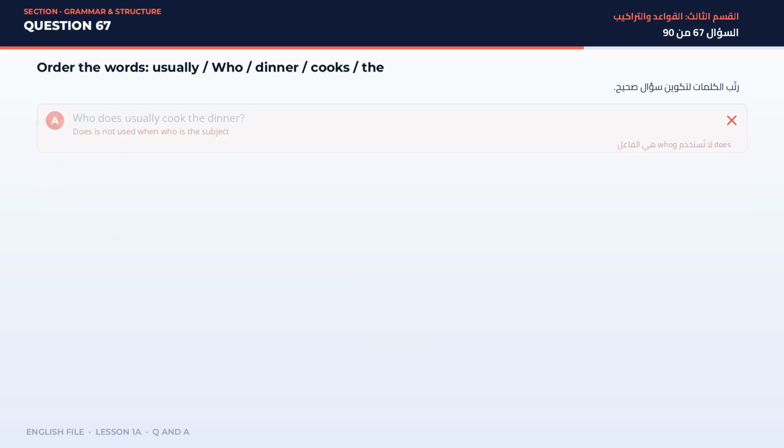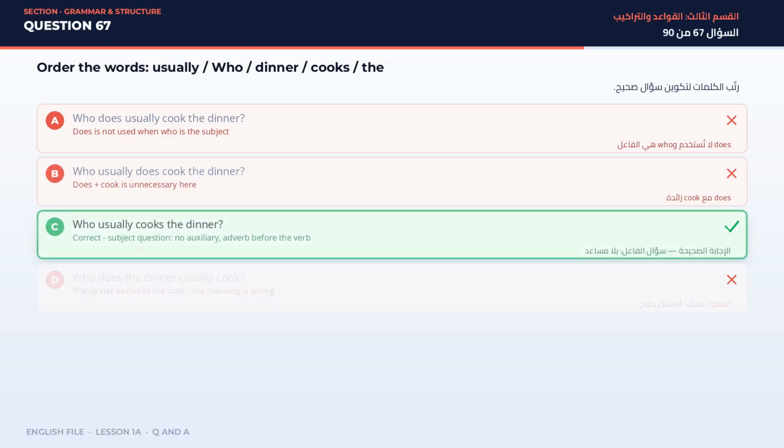Who usually cooks the dinner? Subject question, no auxiliary, adverb before the verb. Not A, does is not used when who is the subject. B, does plus cook is unnecessary here. D, the dinner becomes the cook.